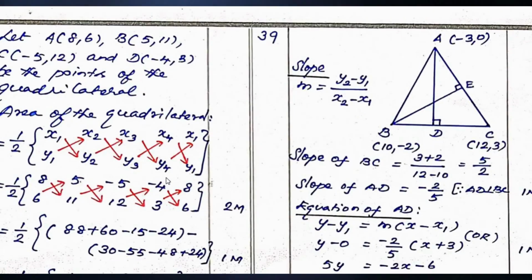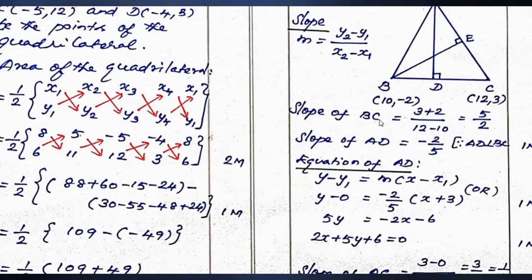Then 39 is given. There are 3 vertices of triangle ABC. Find the equation of altitude through A and B. The triangle ABC is given, and we have noted the vertices. Now from A, we draw a perpendicular, an altitude. It meets the opposite side BC at D. So AD is an altitude. Then from B, we draw a perpendicular line to the opposite side. This is an altitude. Now we use the slope formula. Then we find the slope of BC, and we get 5/2. Now the slope of AD is the reciprocal with change of sign, -2/5, because AD is perpendicular to BC.